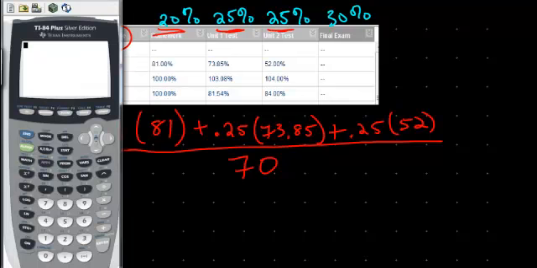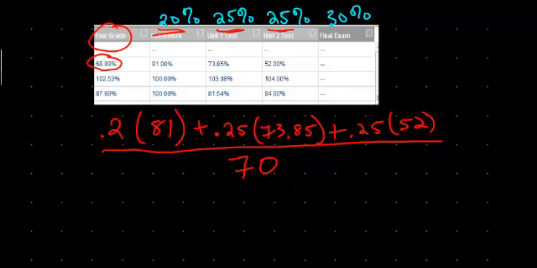So if I pull my calculator up here, we're going to get 0.2 times 81 plus 0.25 times 73.85 plus 0.25 times 52. Enter. Now divide by 70, and we get that 68%. So that's going to be the 68.09. That's the number that you see there.